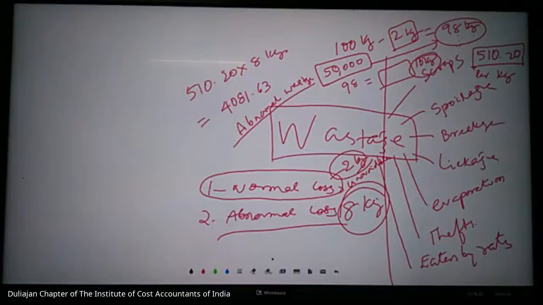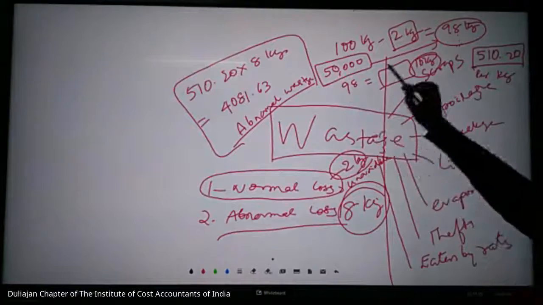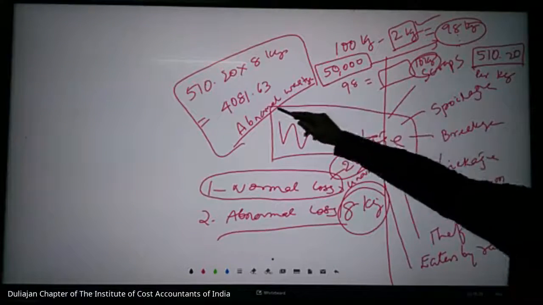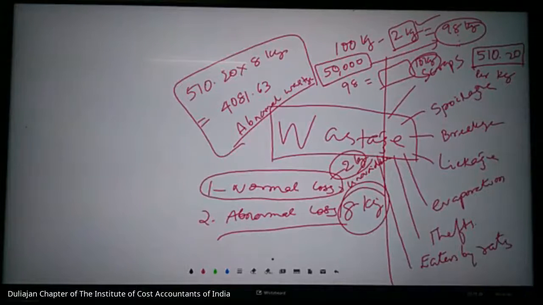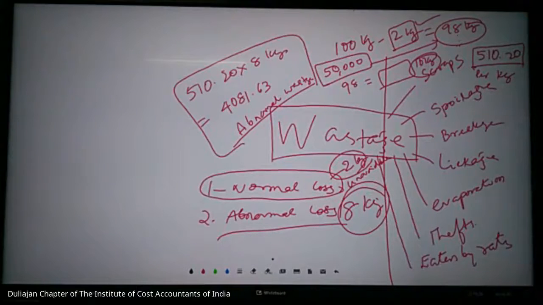I will fix responsibility on some person who is responsible for this. I am bearing only 2 kg here. The 8 kg cost I am bearing separately as an abnormal loss. This is how we treat the wastage differently, normal and abnormal.